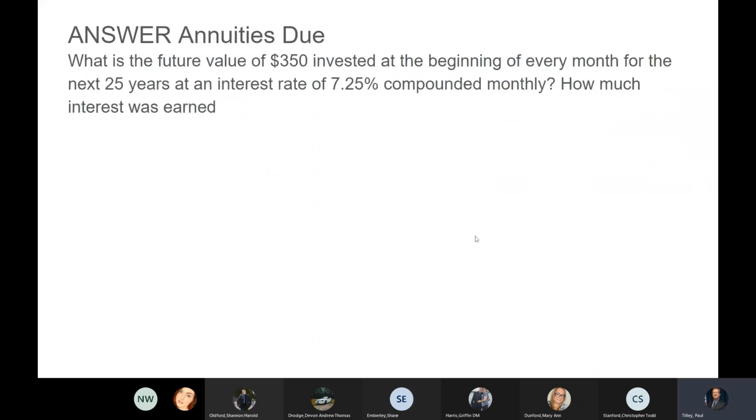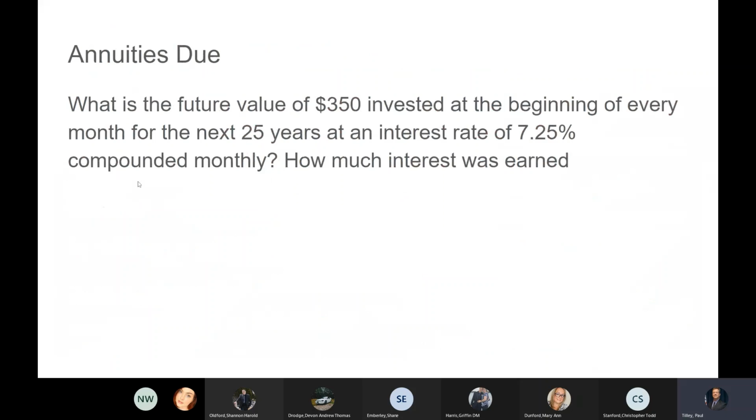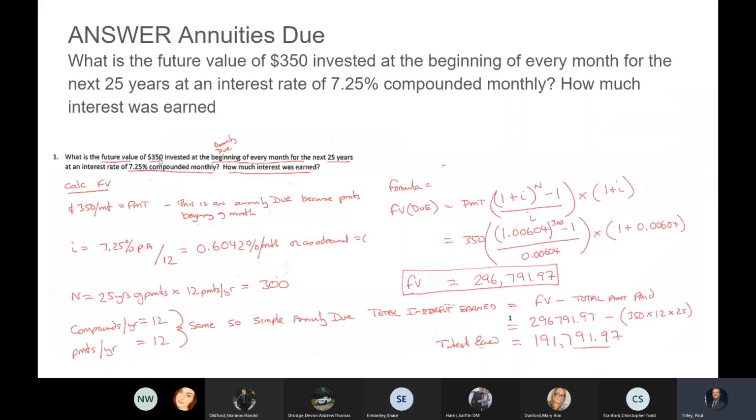So how do we calculate that one? Well, again, we know that it's $350 a month invested. It's an annuity due, 25 years, 7.25%, compounded monthly. So we got every month and compounded monthly. So the fact that it's every month and compounded monthly is month and month. So this is an ordinary simple annuity. So we don't need to calculate a value of I2.